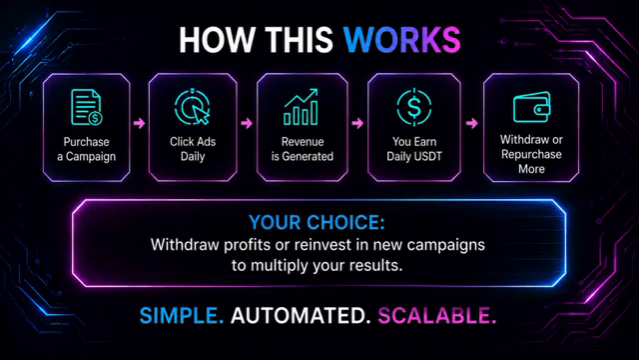First, a member purchases a campaign. Then, they click Ads daily. As the campaign activity runs, revenue is generated, and the member earns daily USDT from their clicks. From there, the member has a choice. They can withdraw profits, or they can repurchase additional campaigns to continue building their income strategy over time. Or do both. The concept is simple. Participate, earn, and decide whether to withdraw and/or purchase new campaigns.